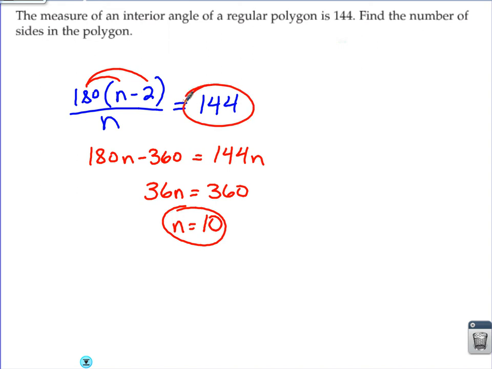Now could I use trial and error? Because I haven't seen many 2.5 sided shapes or 3.7 sided shapes. Is your answer going to be a whole number? Yeah. So if I wanted to, could I say, well, maybe it has 9, and do 9 minus 2, multiply by 180, divide by 9, and see if I get 144. Didn't work. It's too low. Go to 10. Go to 11. Go to 12. Could you use trial and error? Yeah. Is that the easiest way? No.